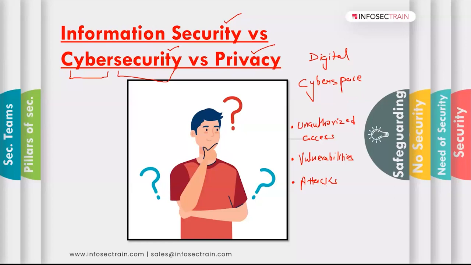Then we have vulnerabilities. What do you mean by vulnerabilities? Vulnerability means any flaw or any weakness in the system, in the software, or in the network. It can be anywhere. There are developers who develop software and websites. When they are developing software, a small example: the developer is writing the code, and they comment the code. The comments are for their own understanding of what we have done.